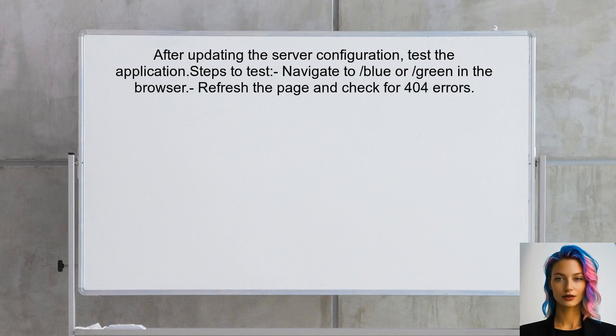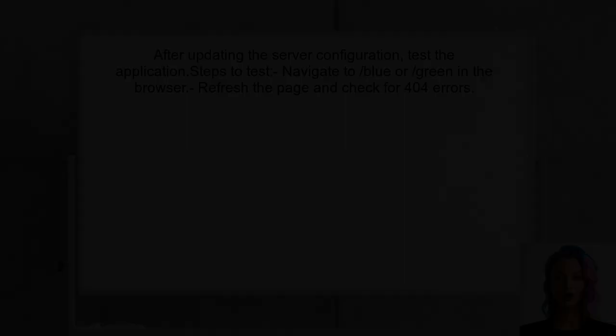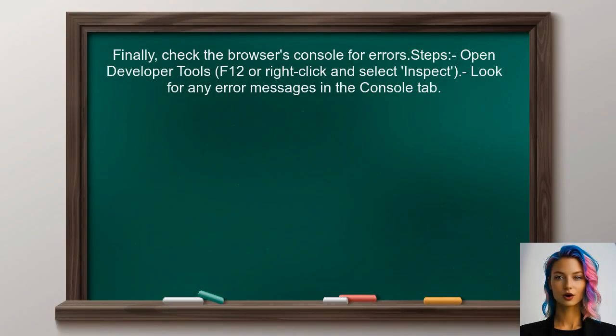After updating the server configuration, the user should test the application again. They can do this by navigating to the routes directly in the browser and refreshing the page. Finally, if the user is still encountering issues, they should check their browser's console for any errors. This can provide additional insights into what might be going wrong.